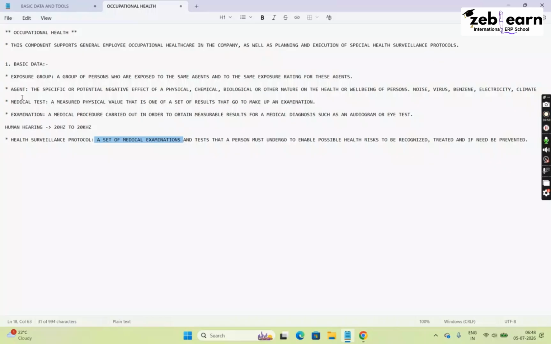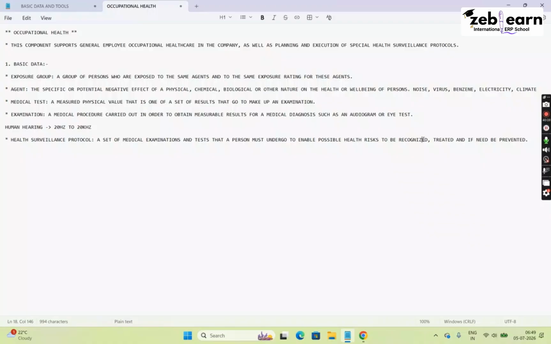Whenever a person goes for a medical checkup, by the way, health surveillance protocol means it is a medical checkup. Health surveillance protocol in SAP terms means medical checkup. So every person has to go for a medical checkup. Why do they have to go? Because we can recognize what health issues they are facing. If you don't go for a medical checkup, what will you come to know?